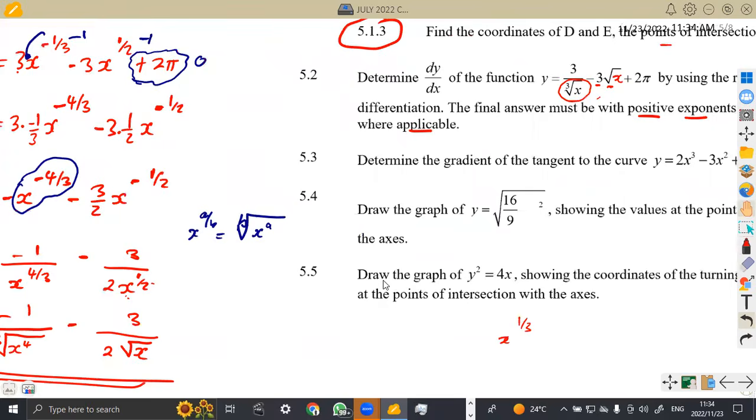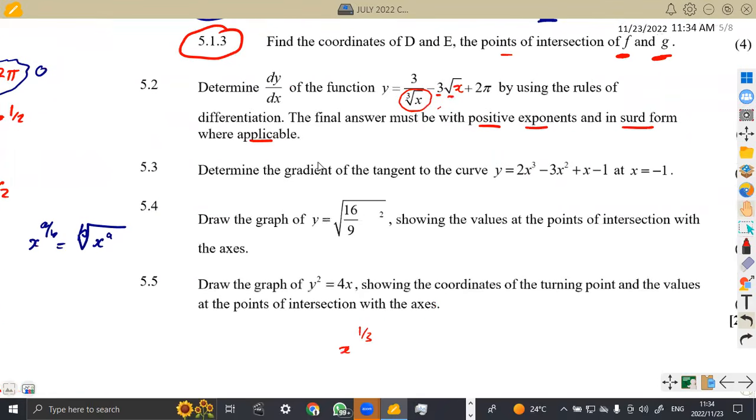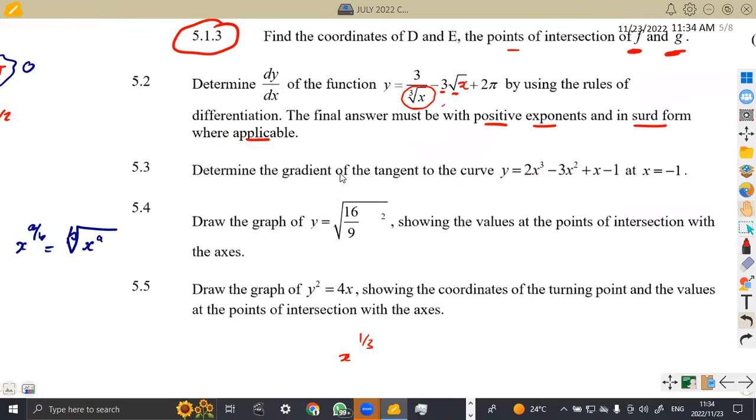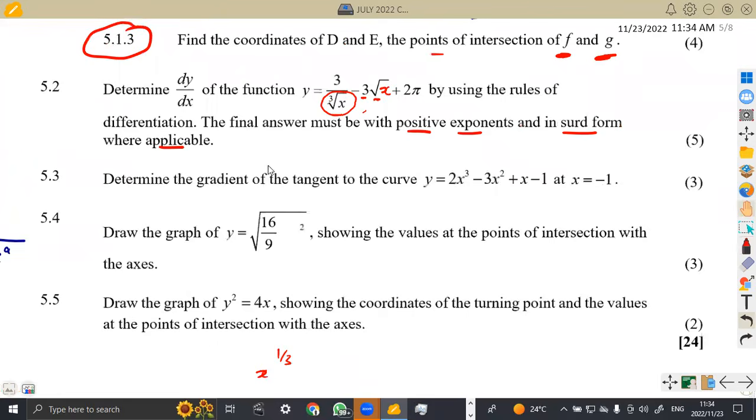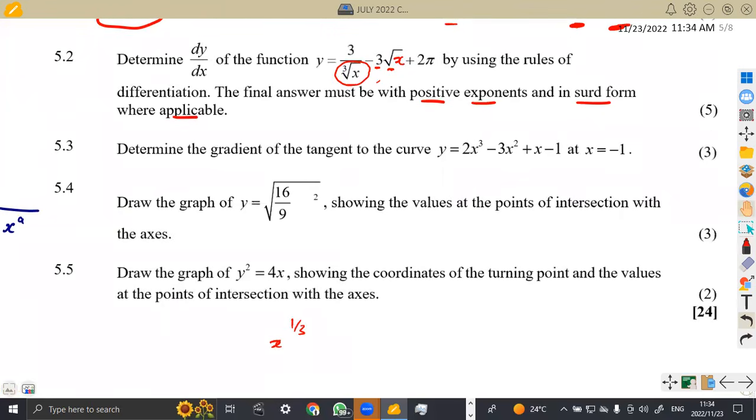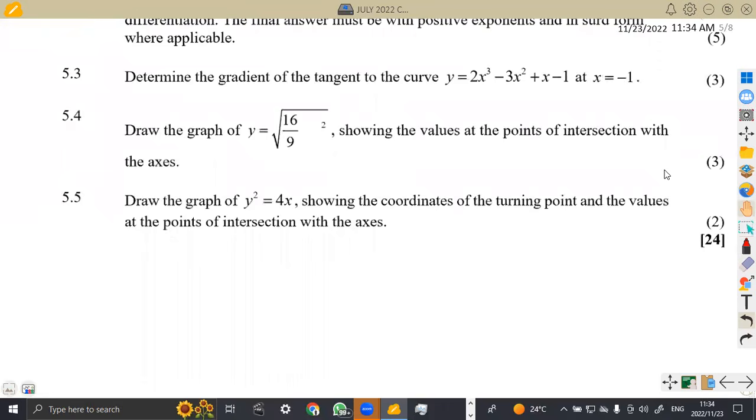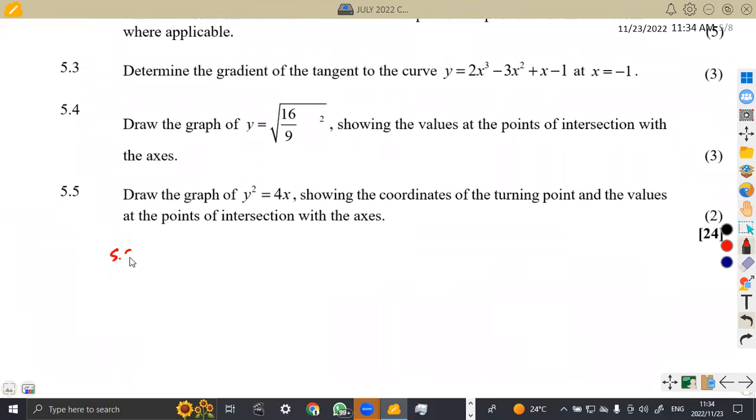Now 5.3: determine the gradient of the tangent. We are asked to determine the gradient of the tangent to the curve at a point where x is negative 1. Whenever you are finding the gradient, we know that the gradient is simply dy/dx at that given point. So the gradient is simply the first derivative where x is equal to minus 1.